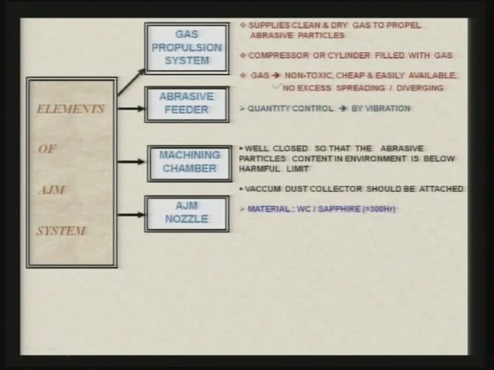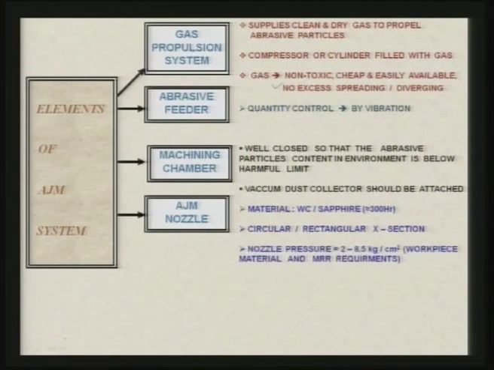AGM nozzle. The material normally used for the AGM nozzle is tungsten carbide or sapphire, and if sapphire is used, in general you can get reasonably good life of the sapphire nozzle, that is around 300 hours. The shape of the nozzle can be circular, it can be rectangular or other cross section. It depends upon the designer of the nozzle and the requirements of the workpiece. Nozzle pressure normally ranges between 2 kg per centimeter square to 8.5 kg per centimeter square, but the actual value to be used depends upon the workpiece material that you are machining and the required material removal rate.